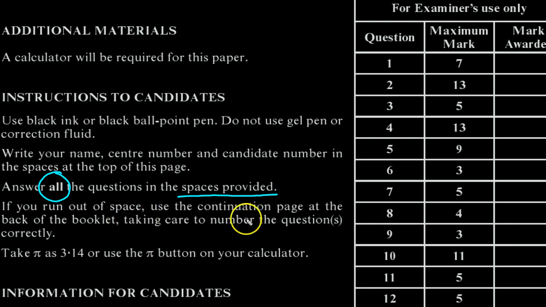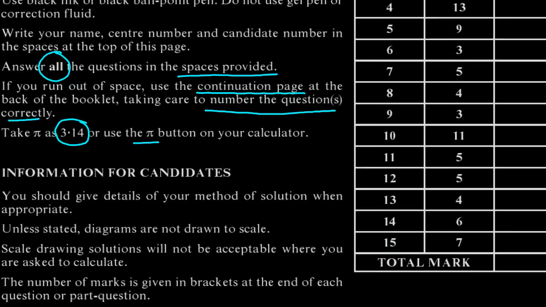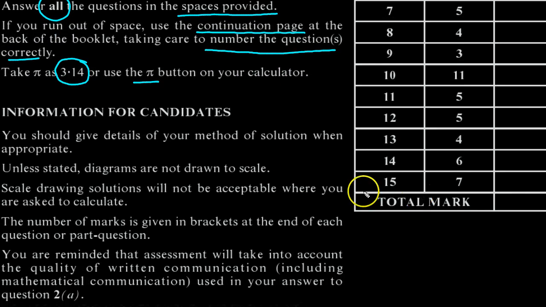If you run out of space, use the continuation page that's at the back of the booklet, taking care to number the questions correctly. Pi, 3.14 here, or you can use the pi button on your calculator, thankfully. So you should give details of your method of solution when appropriate, unless stated. Diagrams are not drawn to scale. Scale drawing solutions will not be acceptable where you are asked to calculate, so this is general information here.